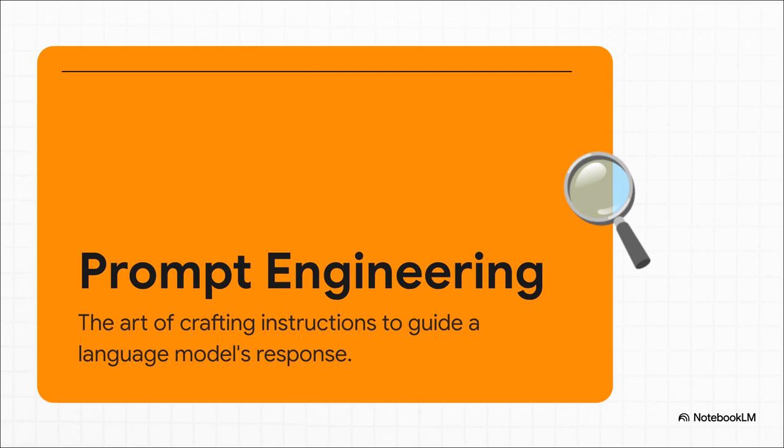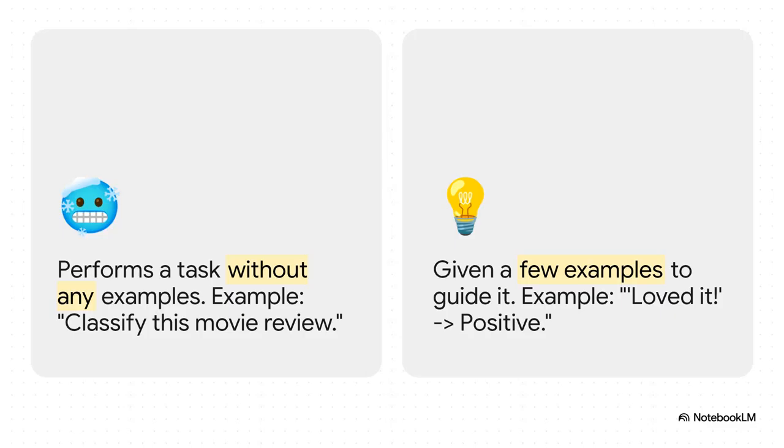And I can't stress this enough. The quality of your output is almost entirely dependent on the quality of your prompt. Just look at the difference a couple of examples can make. On one hand, you have a zero-shot prompt. You're basically asking the model to perform a task cold, with no hints. But with few-shot prompting, you give it a little nudge, an example or two to show it what you mean. This simple little technique can just dramatically boost the accuracy of its answers.